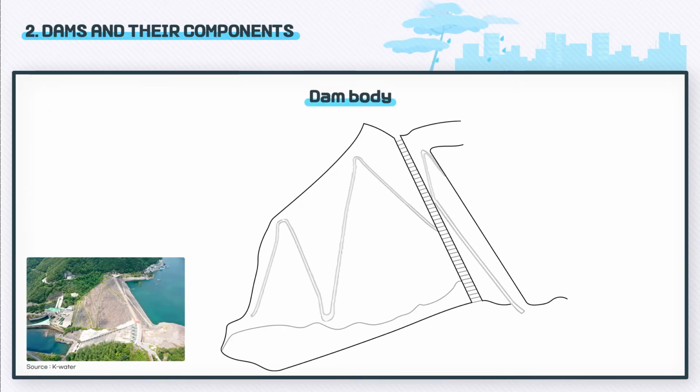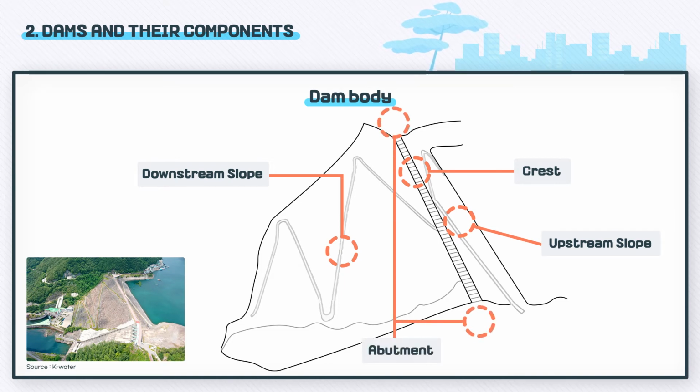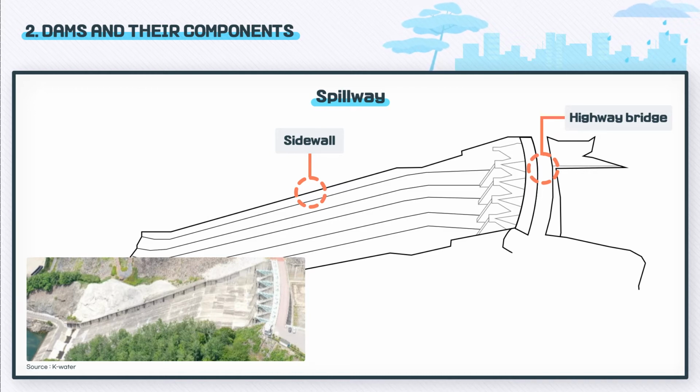Now, let's take a look at each of the components of a dam. The dam body can be classified into the upstream slope, downstream slope, and the crest at the top of the dam. The region contacting the existing topography to the left and right sides of the dam is called an abutment. The second facility to be discussed is the spillway. A spillway is an attached structure that can release surplus water during a flooding event in the downstream of a dam.